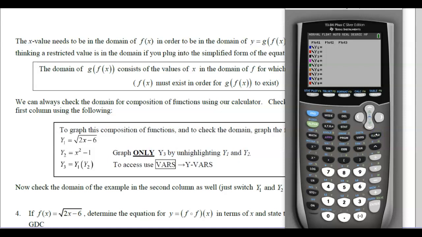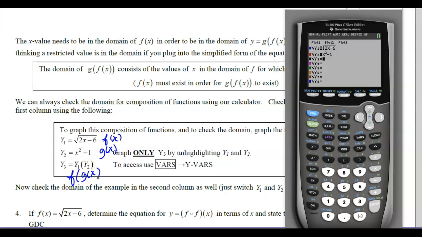Clear off any functions that you had in there. Let's put the first f into Y1, so root of 2x minus 6. Y2 is x squared minus 1. Okay, and then they use composition. They don't use f and g, but here we want to take this function here, right? So this is f of x. This is g of x. So this is saying find f of g of x. So you do use brackets, but you use your y.